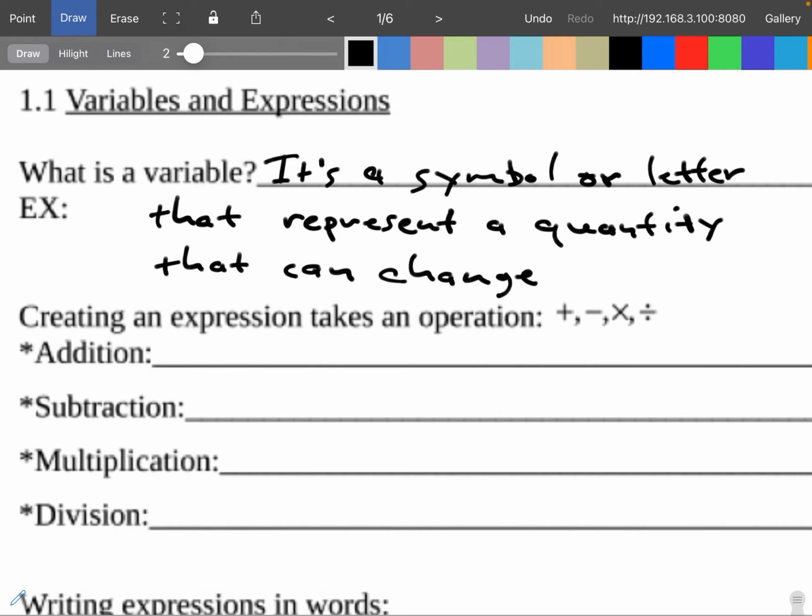And hopefully you guys can read that. I'm not used to writing on this thing. So it's a symbol or letter that represents, I forgot an S. It's a symbol or letter that represents a quantity that can change.